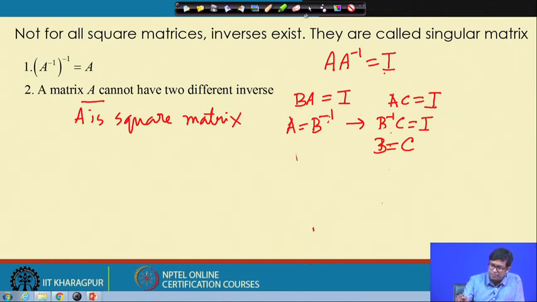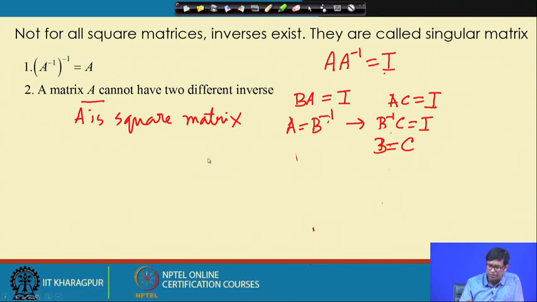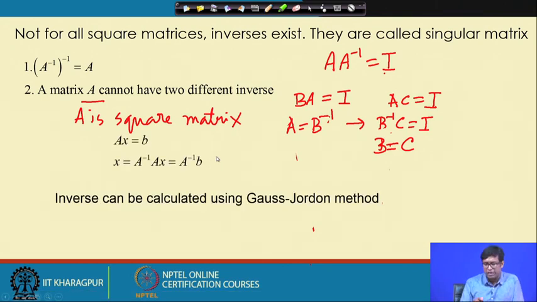We can have another case, which is basically a matrix equation where we have A x is equal to b, where A is a matrix, x is a column vector, b is another column vector, and x is the solution vector, which can be obtained as x equal to A inverse b. The inverse can be calculated using different methods, but the most direct way to calculate inverse is the Gauss-Jordan method, and we will discuss these methods in the later part of this course.